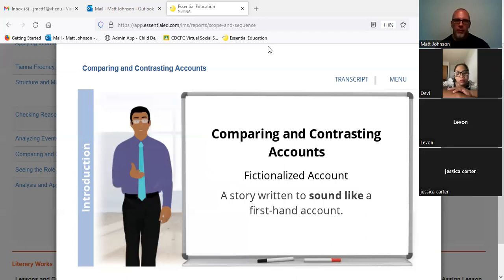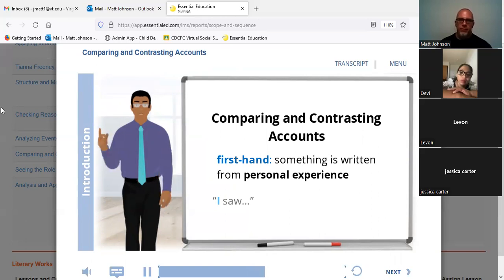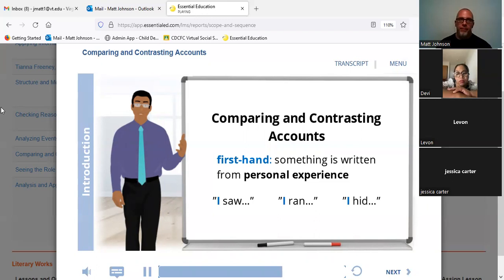While we're on the subject, you might notice accounts described as first-hand. The term first-hand means something that is written from personal experience. Usually, first-hand accounts focus on the first-person perspective, so the author will say things like, I saw, or I ran, or I hid. A first-hand account is written by the person who had the experience. Fictionalized accounts are not first-hand accounts. They are fictional stories being told by an author.